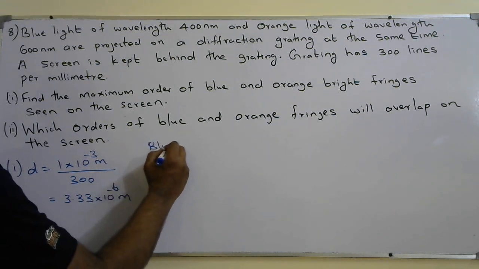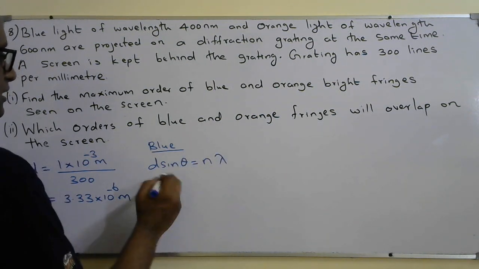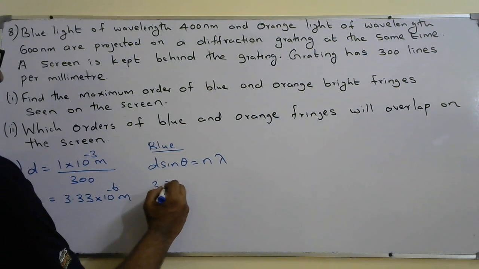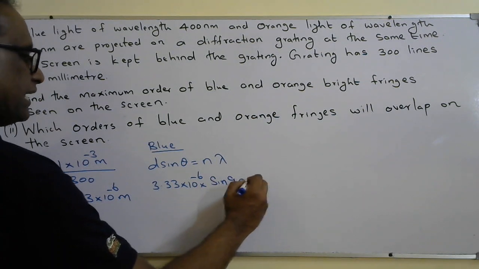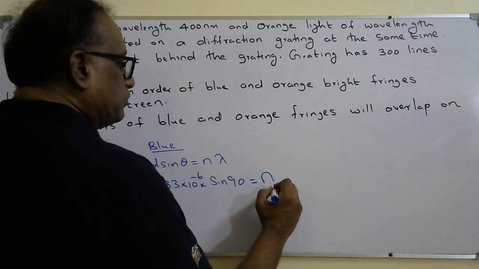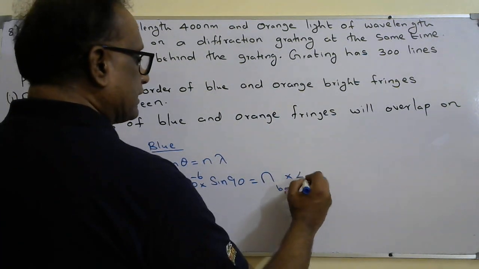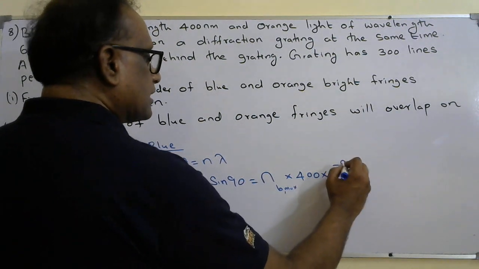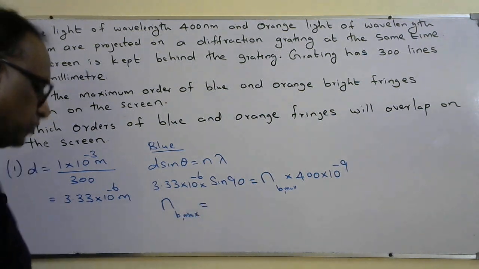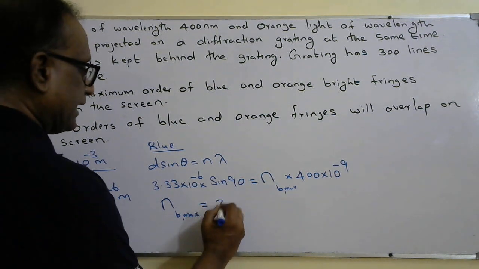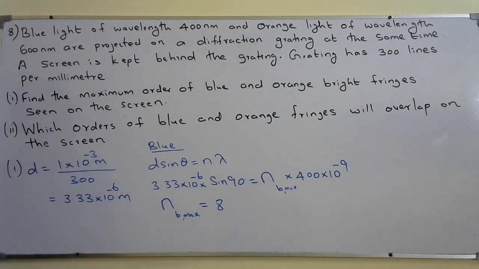Then for blue color, d sine theta equal n lambda. We know d, that is 3.33 times 10 to the power minus 6, times sine 90 equal to n blue maximum times the wavelength of blue, 400 nanometer, 10 to the power minus 9. So we'll get the maximum number of orders of blue equal to 8. You'll get decimal values, but we need to approximate to the whole number. So maximum blue will be 8.